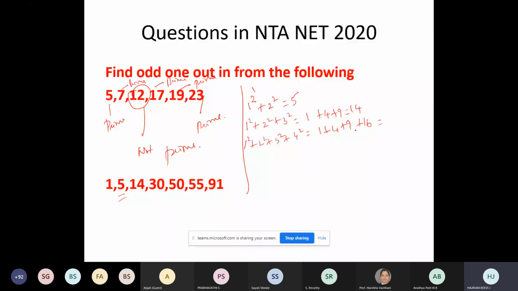Then 1 square, 2 square, 3 square, 4 square, then 5 square: 1 plus 4 plus 9 plus 16 plus 25. So 14, 30, 55. So we don't get the value 50 here, which means 50 is the odd one here. Now we check the remaining term too: 1 square, 2 square, 3 square, 4 square, 5 square, then 6 square.